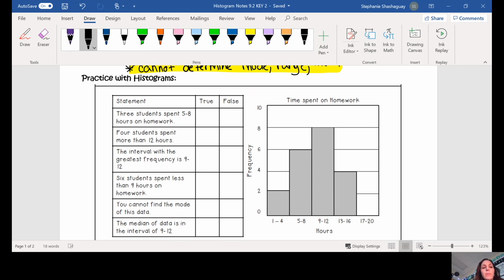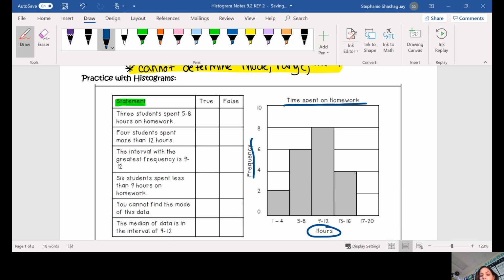Before we get started looking at our statements and our true or false, I want to look over here at the histogram they've provided. They've given us time spent on homework, that's the title of our graph. We have hours on our x-axis, and frequency on our y-axis. If this is the number of hours they've spent working on homework, we can assume that the frequency is just the number of students.